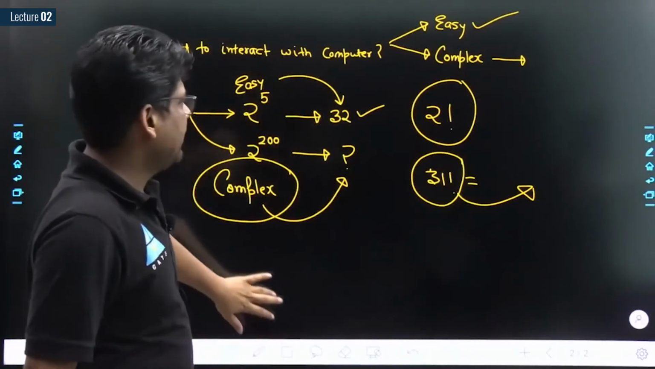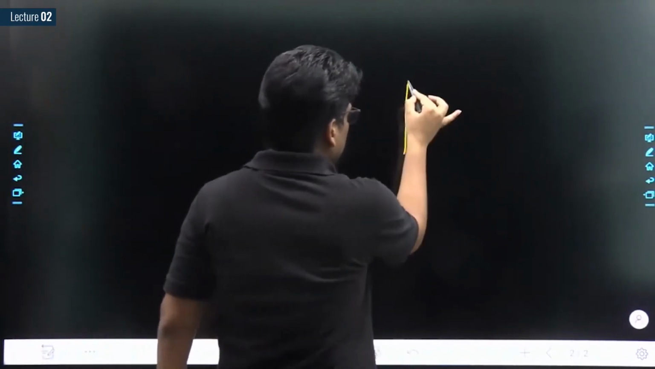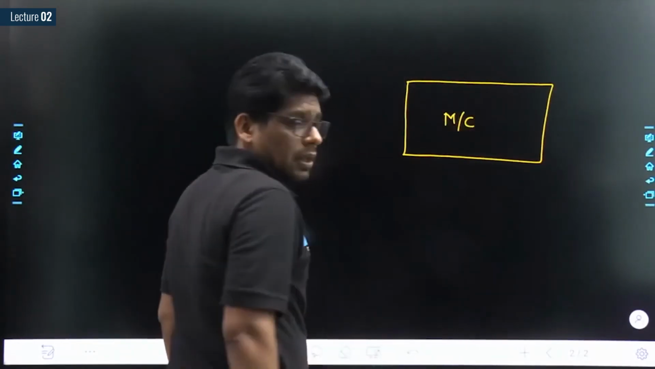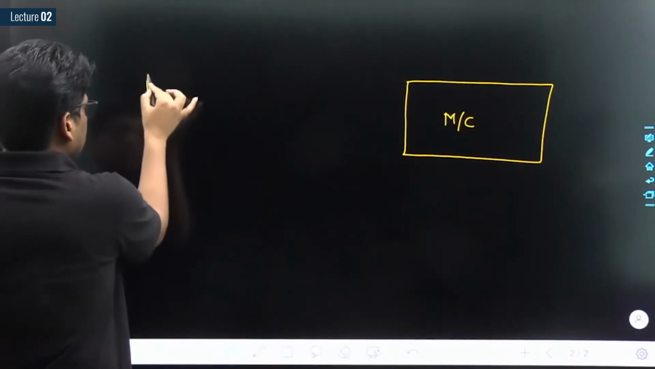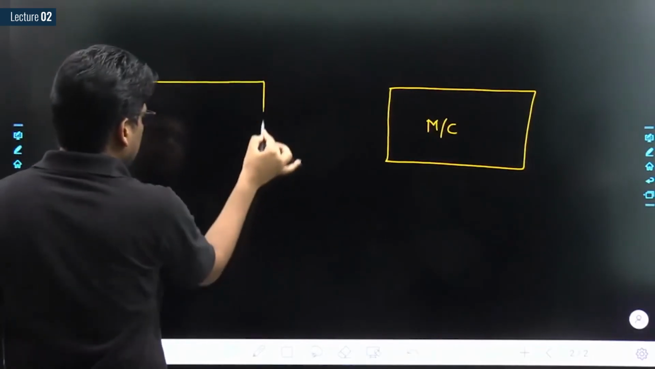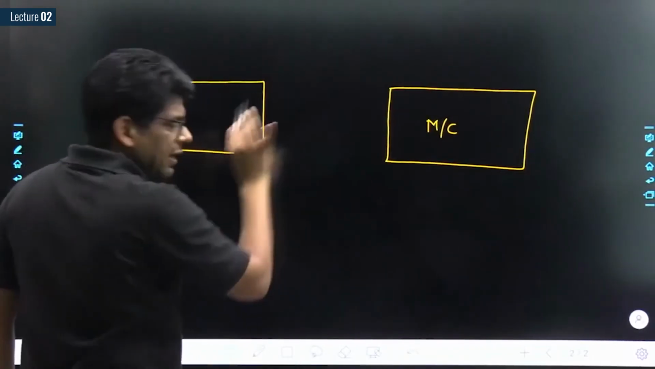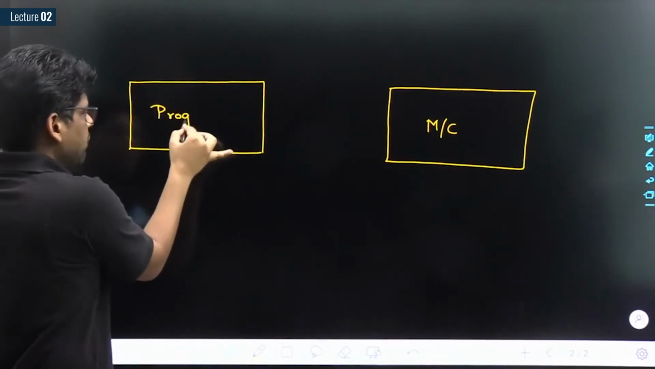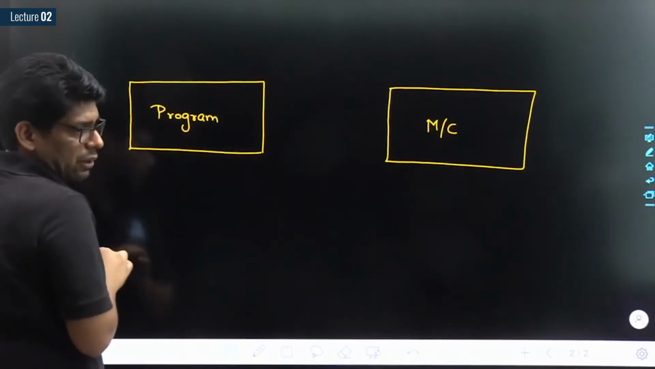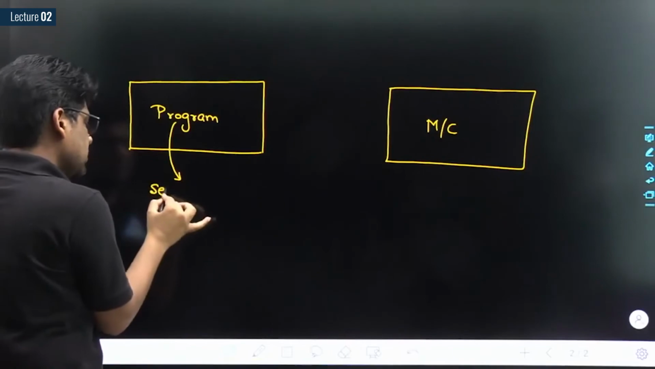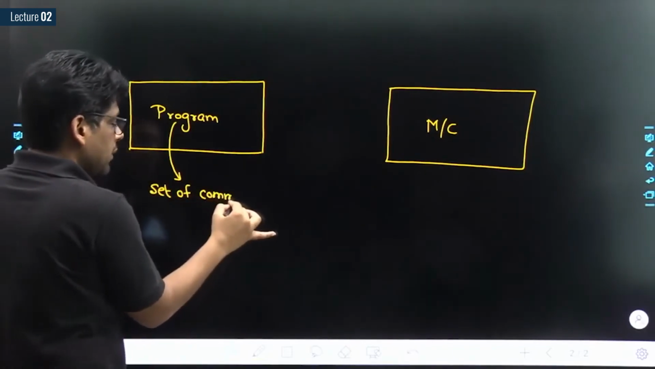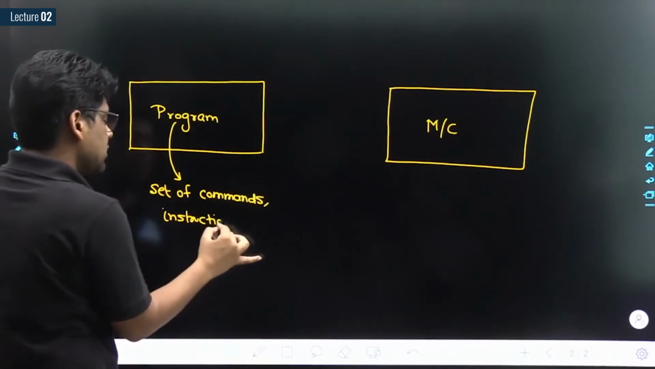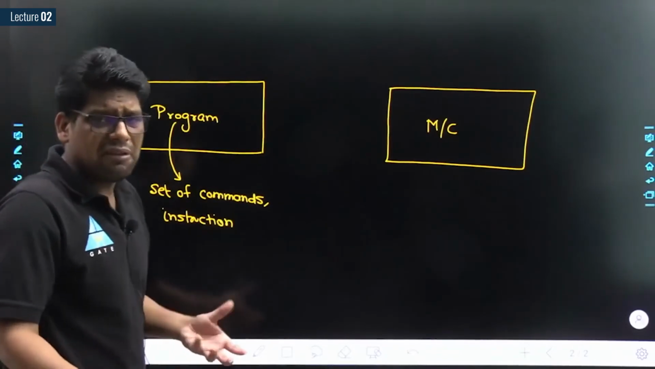Why do we want to interact with the computer? Okay, this is the computer, or this is the machine. We want to interact with it. And how do we interact with a machine? Using some programming language. We write a program in some programming language. What is a program? A program is a set of commands or instructions written in some programming language, whether it is C, C++, Java or any other language.